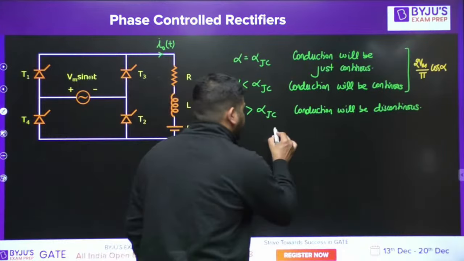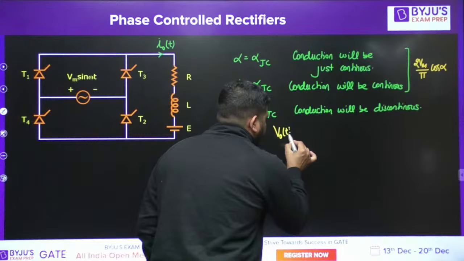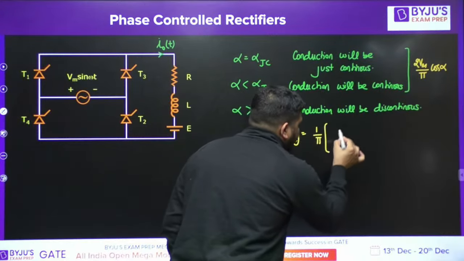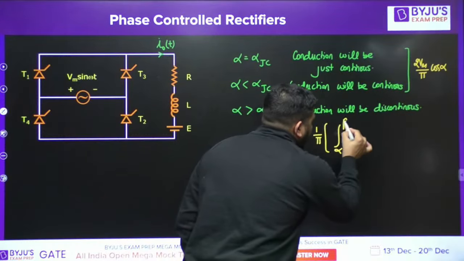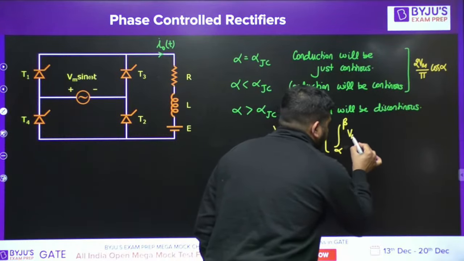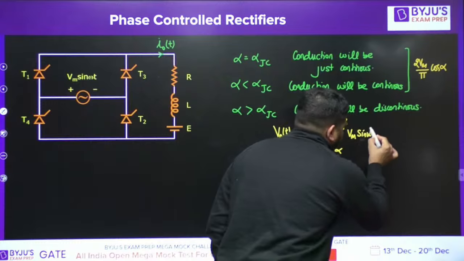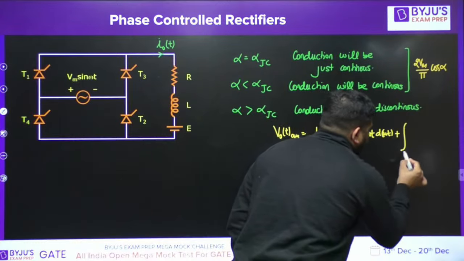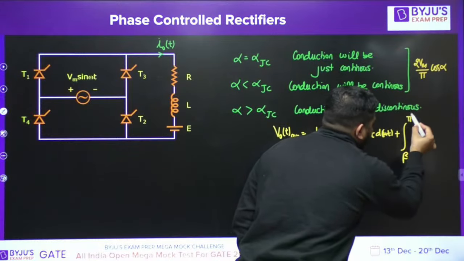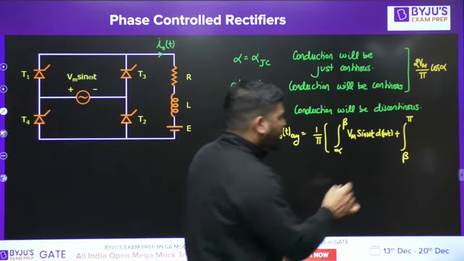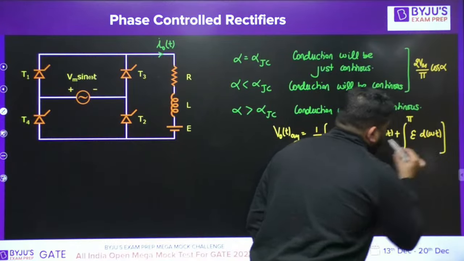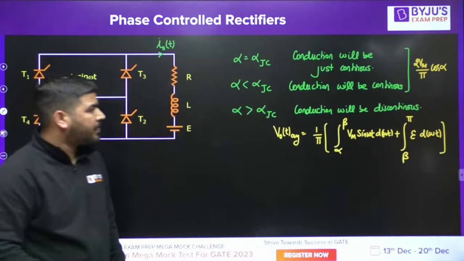Let me write the expression for average output voltage. I don't know how many of you remember this. Average output voltage is 1 over pi, because the period will be pi. From alpha to beta, average output voltage will be like this. Now from beta to pi, output voltage will be E. This way you can calculate the average output voltage.